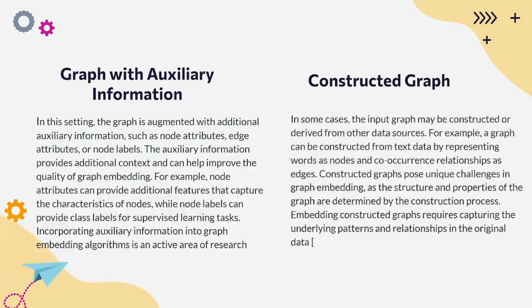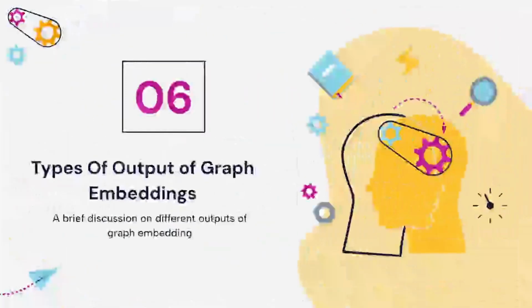In some cases, the input graph may be constructed or derived from other data sources. For example, you can have a graph that can be constructed from text data by representing words as nodes and co-occurrence relationships as edges. So constructed graphs pose unique challenges in graph embedding, as the structure and properties of the graphs are determined by the construction process.